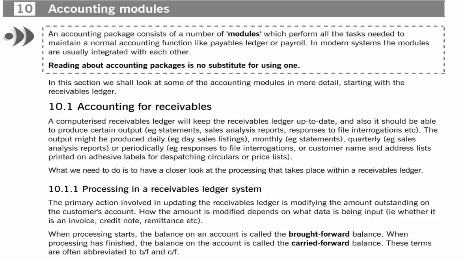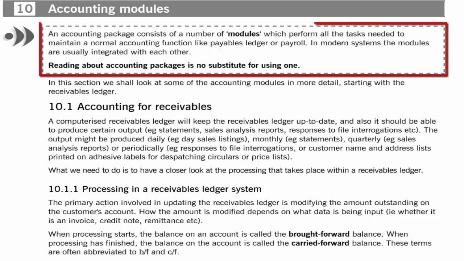When we talk about accounting modules, we're really talking about the different specialized sections inside a full accounting system. Think of an accounting package as a large, modern building with many rooms, and each room has its own specific purpose. One room might handle payroll, another might deal with accounts payable, and another might take care of accounts receivable.